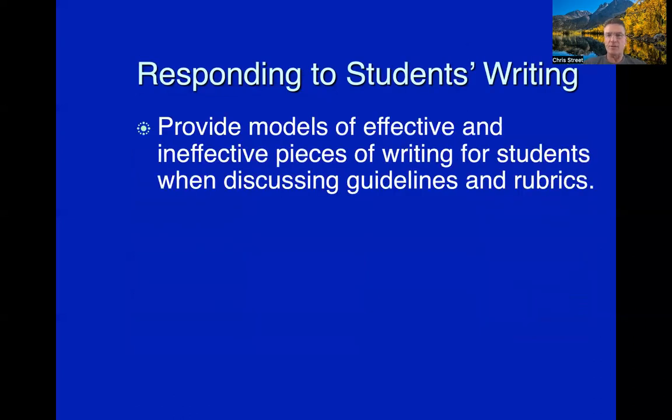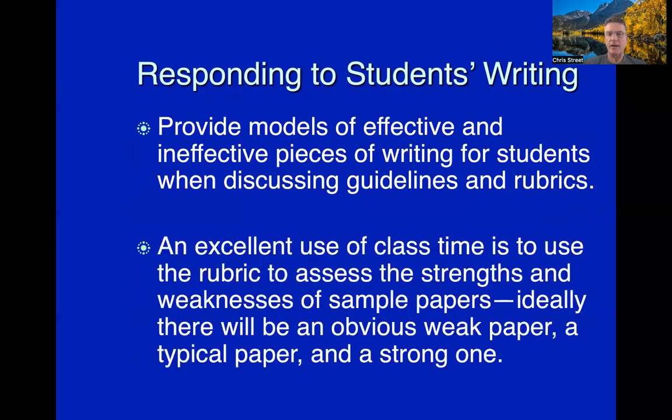So when we are responding to students' writing, we need to think about providing models of effective and ineffective pieces of writing. It's really helpful to have, as a teacher, lots of examples of student writing that can be shared with your students so they have some models, some exemplars that they can look at, and maybe even some ineffective pieces that you use without names, of course, for class discussion. How could this particular piece of writing have been improved according to the rubric?